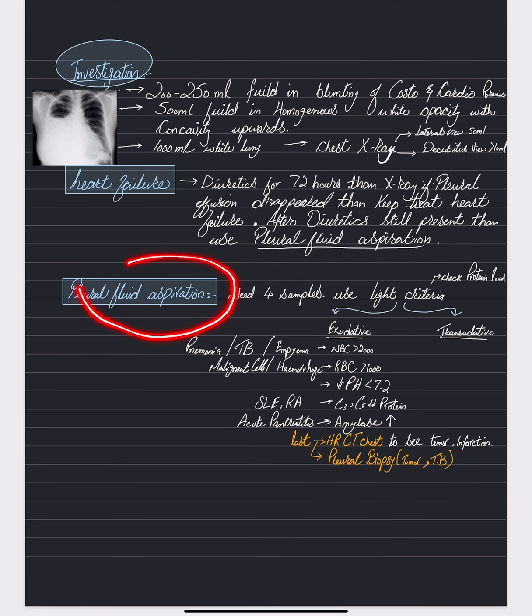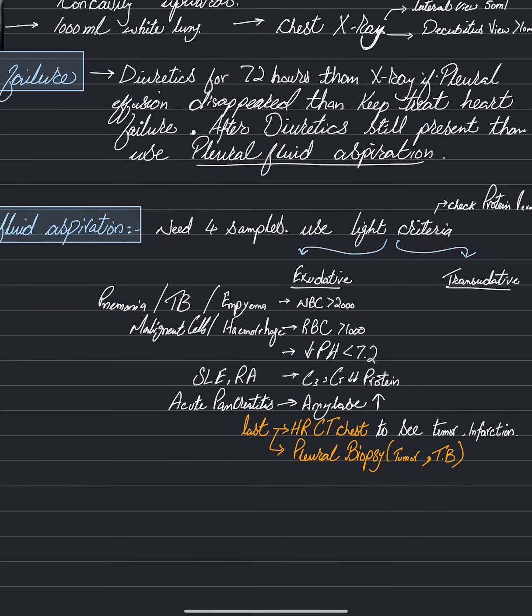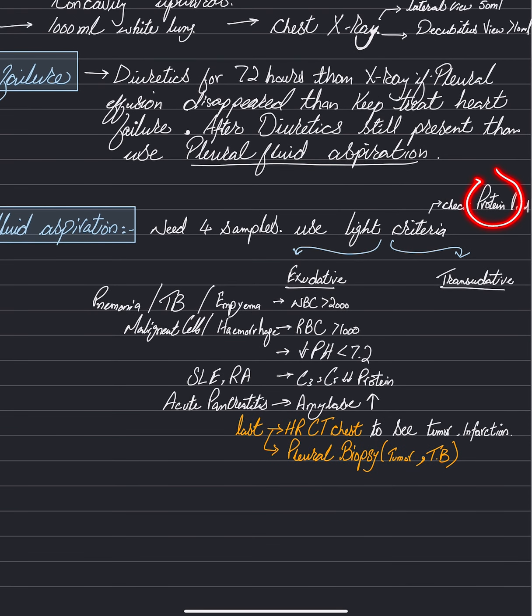And aspiration, how we are going to do it is a simple process. Fluid samples with a needle, we use it to check the protein level. So exudative, what we can see, if there are more than 2,000 white blood cells due to infection, more than 1,000 red blood cells due to hemorrhages or malignancies, or we can see the pH values.